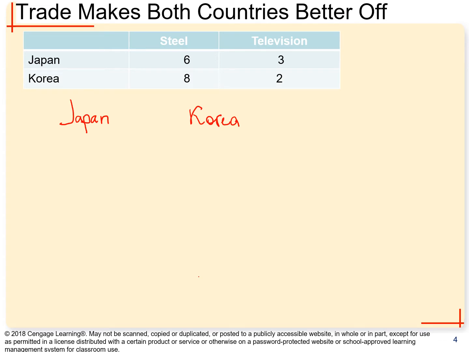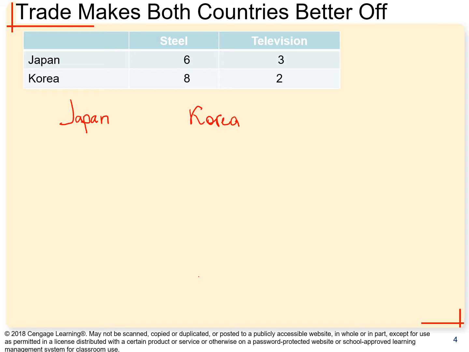So in our simplified example, we're going to have two countries, Japan and Korea, and they're going to produce two goods, steel and televisions. And how are we going to read this table? This table pretty much is telling us that Japan can produce either 6 units of steel or 3 units of TVs, or anything in between that. They're not giving us the points in between, but we don't need that for our analysis. We can figure it out later. And Korea can produce either 8 units of steel or 2 units of TV, or anything in between that. But once again, it's not given to us. We can figure it out on our own later.